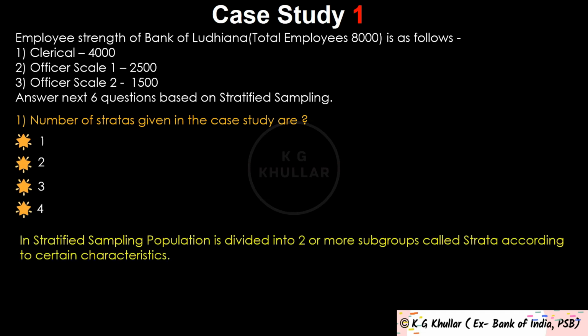Now friends, as we have learned in the theory part, in stratified sampling, the population is divided into 2 or more subgroups called strata according to certain characteristics. As you can see in the case study, the 8,000 staff strength is subdivided into clerical, officer scale 1 and officer scale 2. Thus the number of strata will be 3 here. So the correct option for the given question is option C.